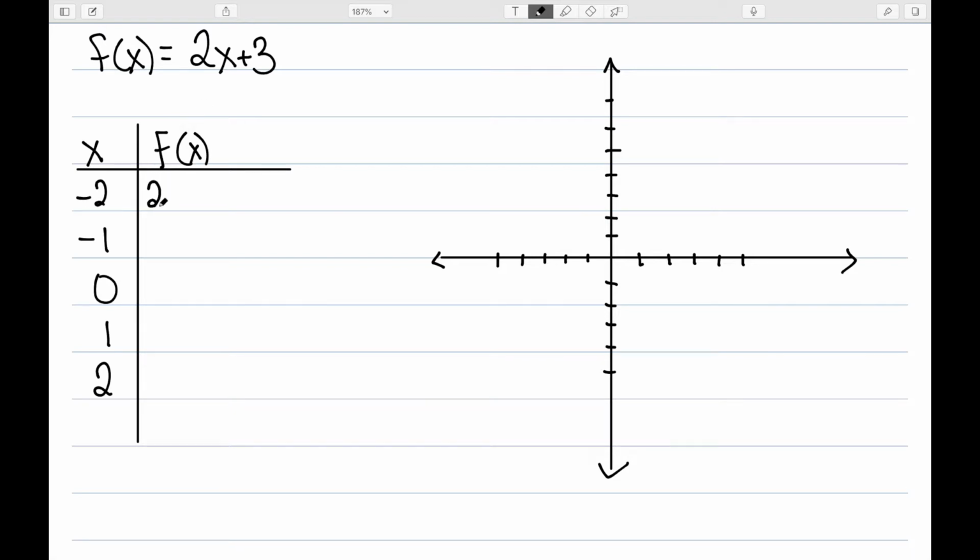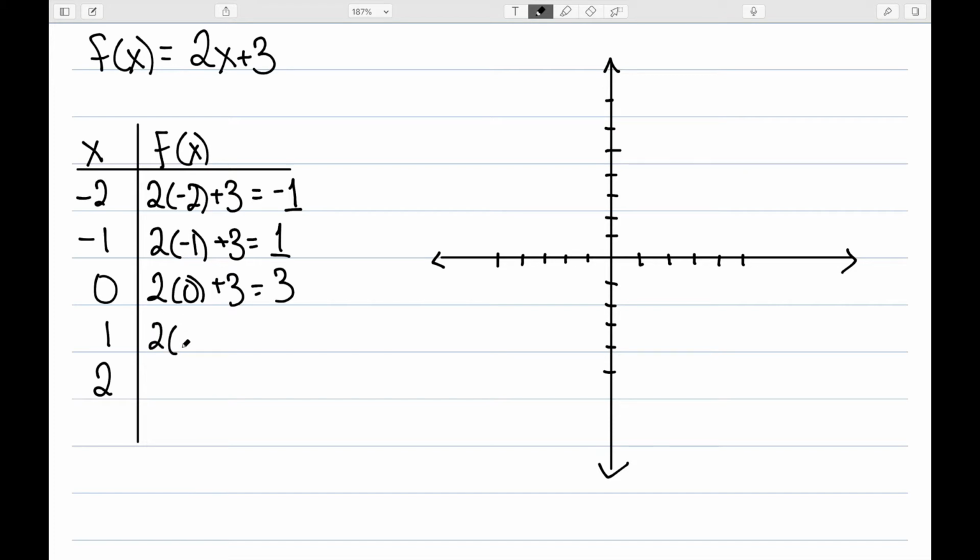So for my first one, I would have 2 times minus 2 plus 3, which simplifies to minus 1. I then have 2 times minus 1 plus 3. That simplifies to 1. 2 times 0 plus 3 is 3. 2 times 1 plus 3 is 5. And 2 times 2 plus 3 is 7.